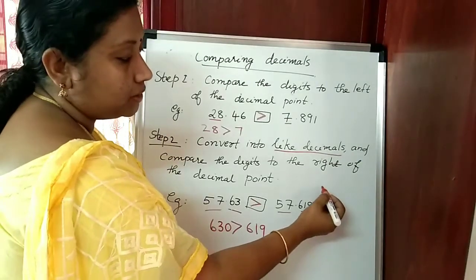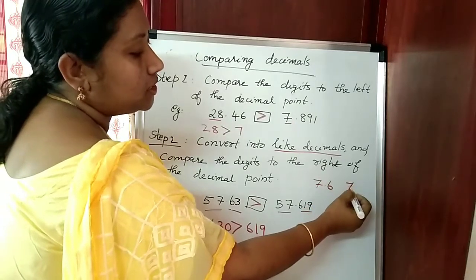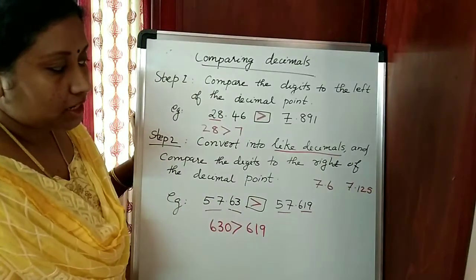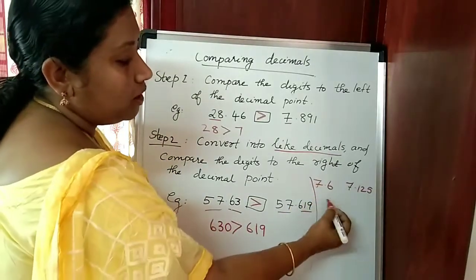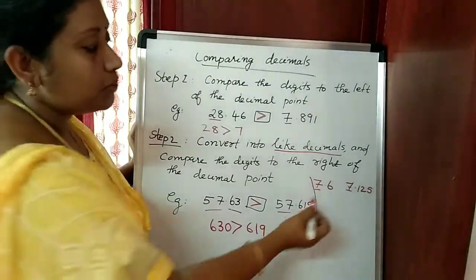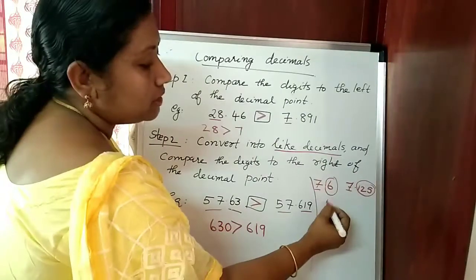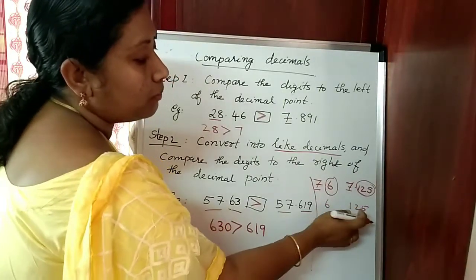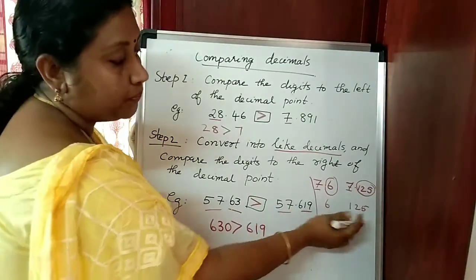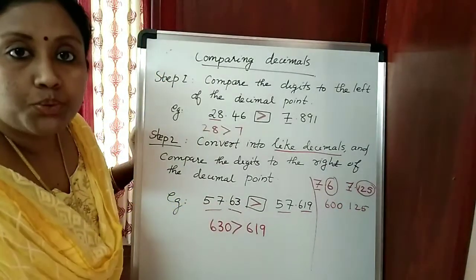One more example, that is 7.6 and 7.125. In that case, which fraction is greater? Here you look. Here also both whole number parts are same. In that case you check these two decimal parts. Here 6 only, here 125. Here how many digits are there? 3 digits are there. Here is only 1 digit. So what will you do? Yes, here we need 3 digits. So simply you put 2 zeros here.